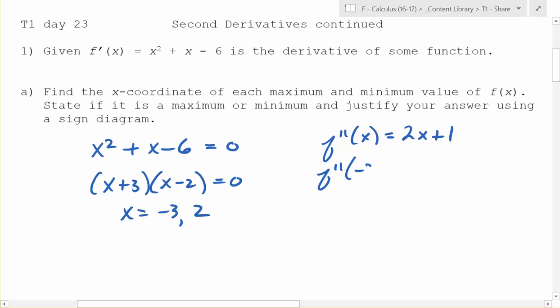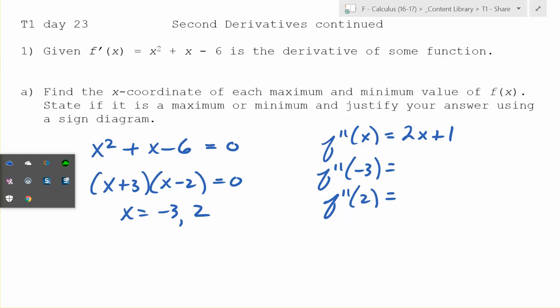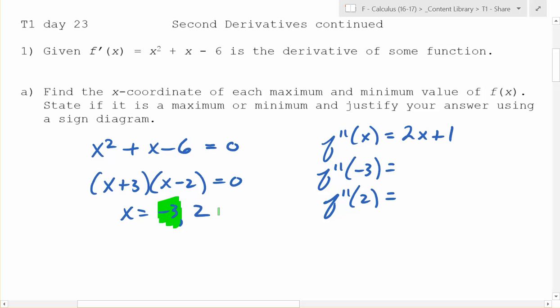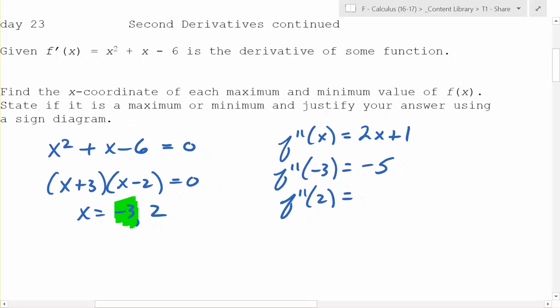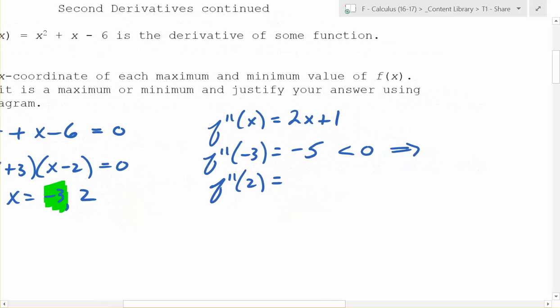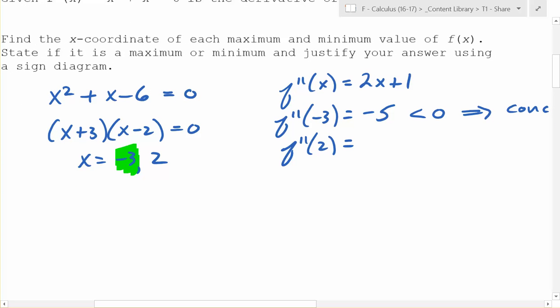F double prime of negative 3 and F double prime of 2. Now know that the derivative is 0 at negative 3. And you also know, what's the second derivative at negative 3? Negative 5. Negative 5 is greater than 0 or less than 0? Less than 0. So what does that mean? What does less than 0 mean for the second derivative? Concave down. So at negative 3, it's concave down. So what happens at x equals negative 3? It's a maximum.